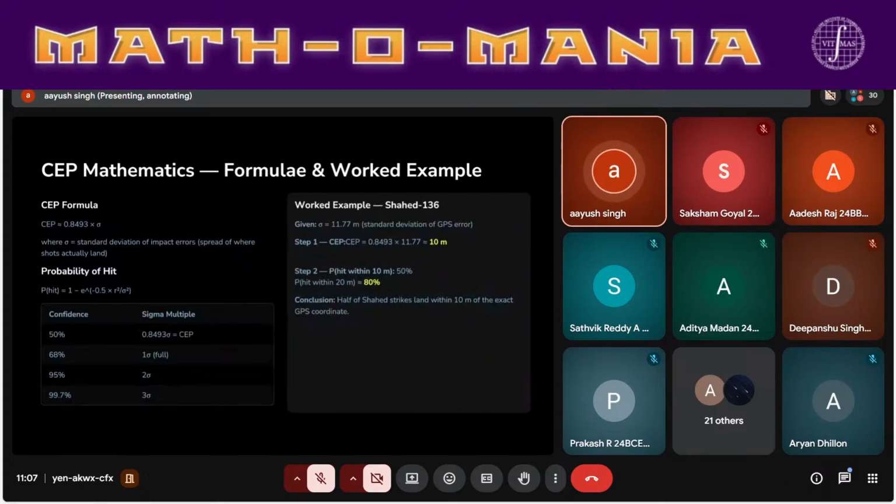Now let us work through an example with the Shahed drones, which are famous in the current Iran war. Disclaimer, these values are not exactly accurate. We have used them to simplify our calculations. It is given that sigma, the standard deviation, is 11.77 meters. It is because of a GPS error, which we will talk about in further slides. First of all, we calculated the CEP, which is 10 meters here.